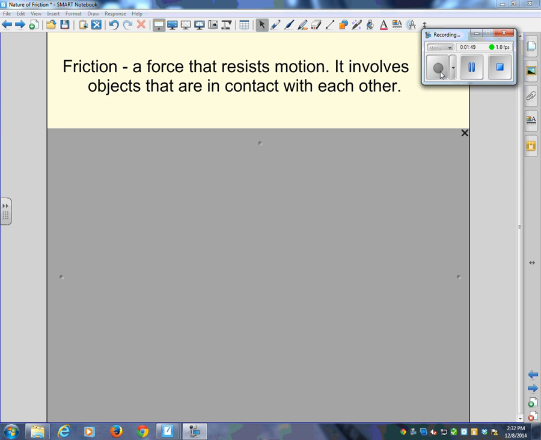Is air resistance a type of friction? Yes, things are in contact with the air as it slides through. Air is actually a fluid. Think about if you're walking through.